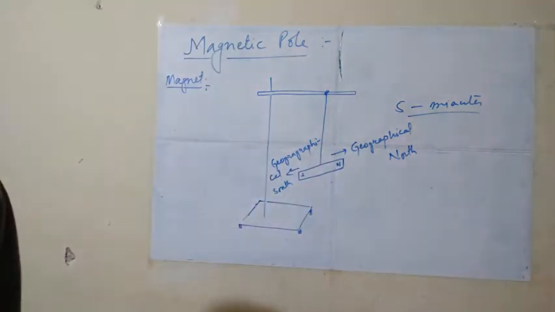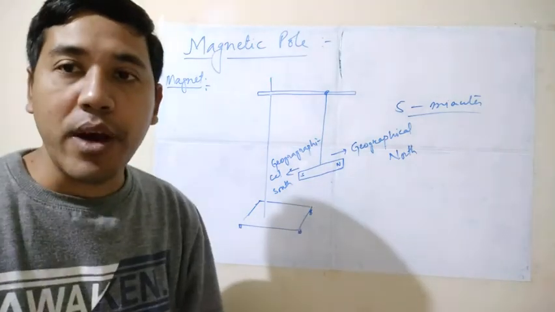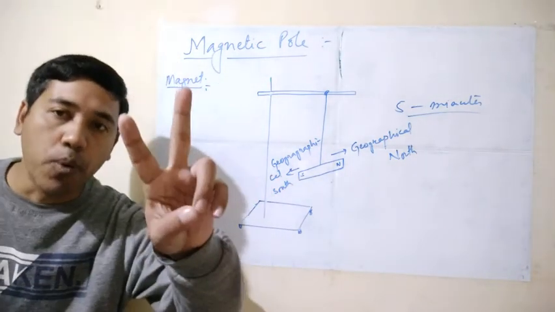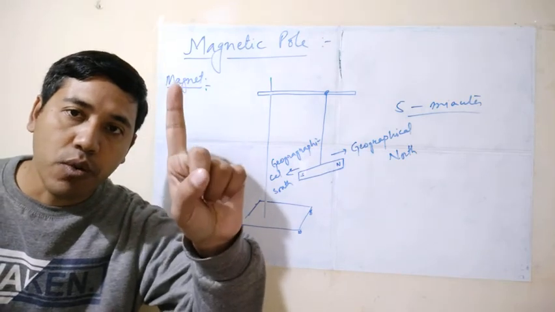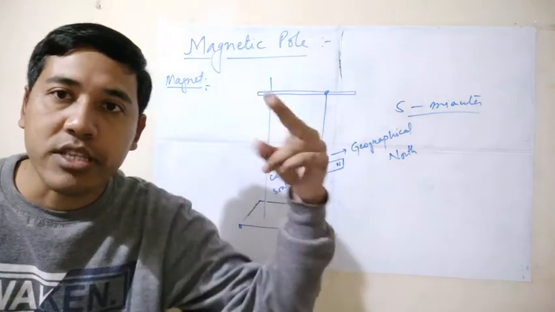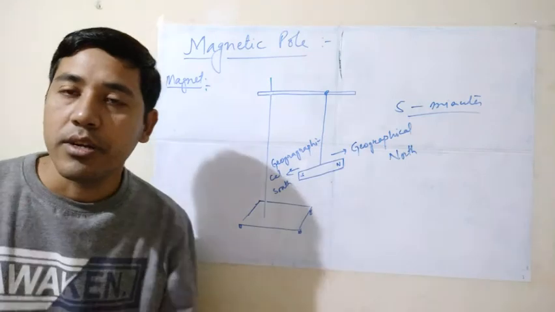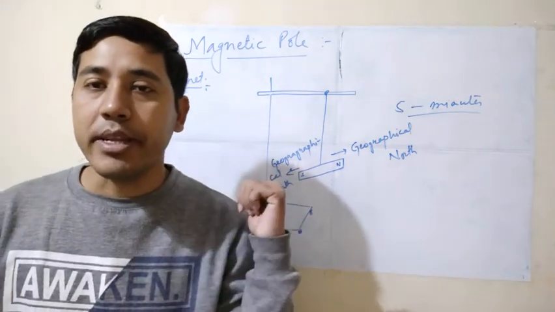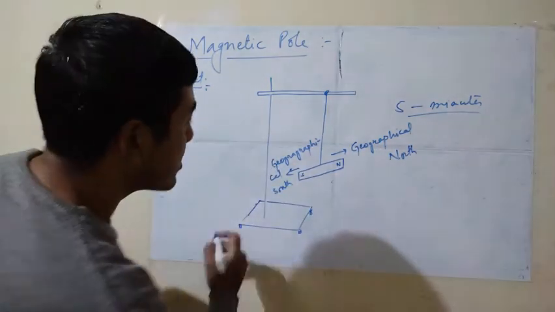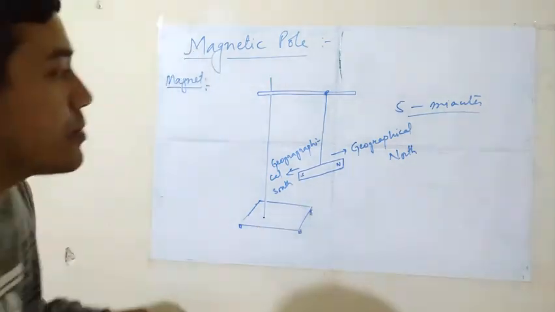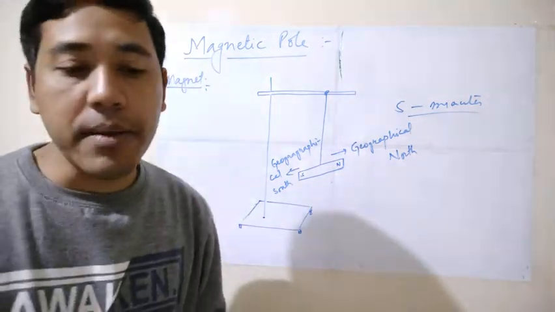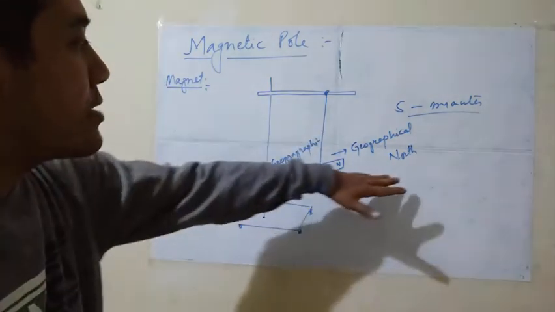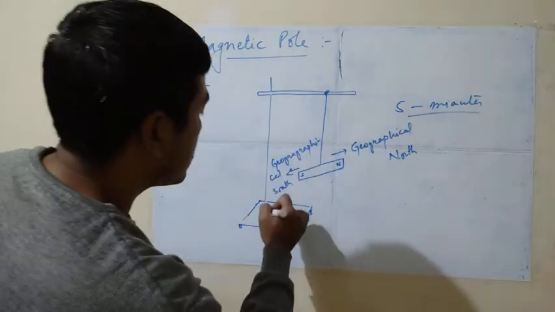south of the earth. From this activity we can find that the earth has two poles, one will be the north and one will be the south. North will point towards the north and south will point towards the south. These are the two poles of the magnet. And this is one of the most important experiments to find out the two poles of the earth. Please draw this diagram.